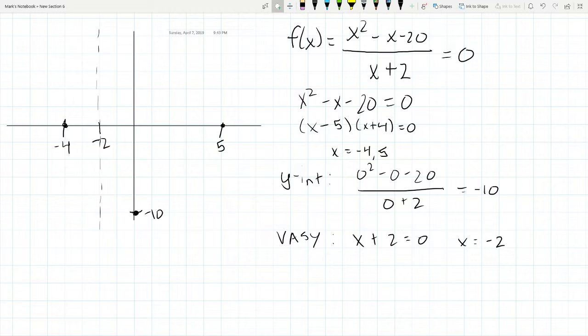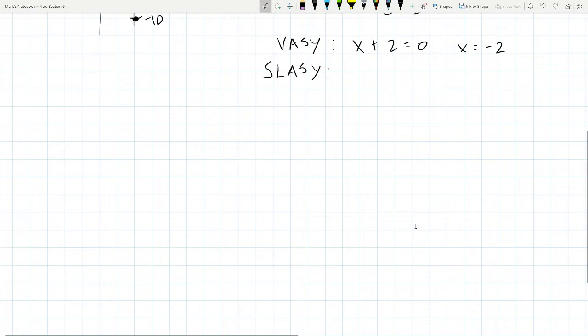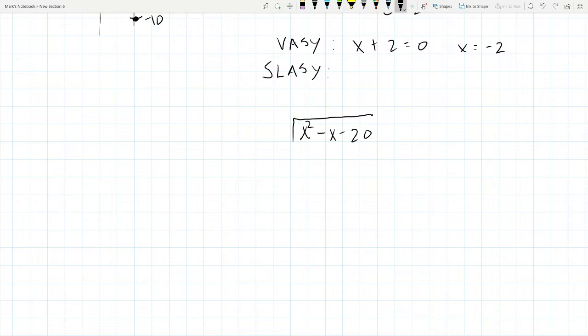Now, like I said, we're going to get a slant asymptote. I'll go ahead and abbreviate that SLASY. Give me a second, I'm going to scroll down here a little bit. And to find that slant asymptote, we have to do something a little bit more complicated, if you recall that long division. So we're just going to take x squared minus x minus 20 and divide that by the denominator x plus 2.